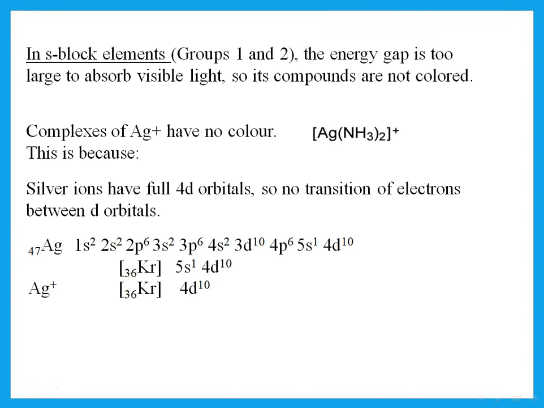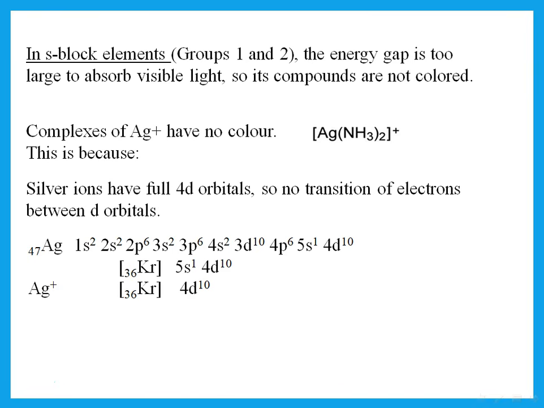However, some of the elements do not have colored compounds. So if we're talking, for example, about the S block, why is it that transition metals have colored compounds while metals in group 1 and group 2 do not? This is because for the ones in group 1 and group 2, the energy gap is too large to absorb visible light, so their compounds are not colored. So in the S block, no colored compounds because the energy gap is too large to absorb visible light.